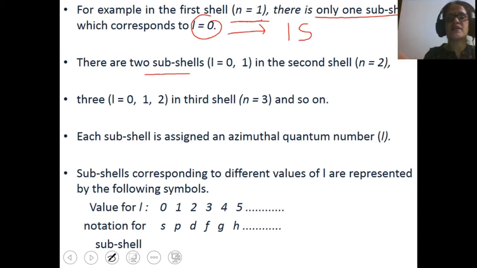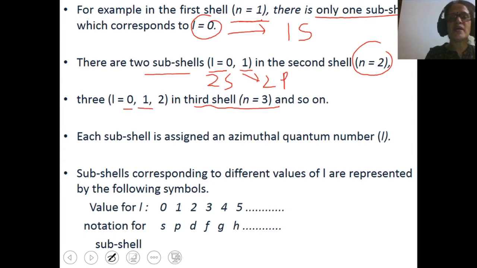In the second shell, there are two subshells. For these two subshells, the values are L is equal to 0 and L is equal to 1. So for the second shell, n=2, L=0, as I explained just now, the subshell is 2s, and for n=2, L=1, the subshell will be 2p. Similarly, if I am talking about the third shell, n is equal to 3, how many values of L will be there? L will have three values: 0, 1 and 2. So n is equal to 3, L is equal to 0 is the 3s subshell. n is equal to 3, L is equal to 1 will be the 3p subshell. n is equal to 3, L is equal to 2 will be the 3d subshell.